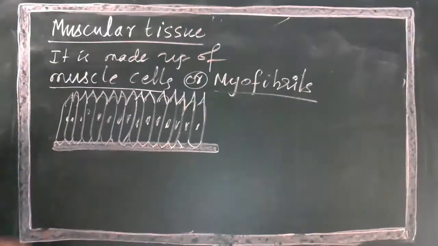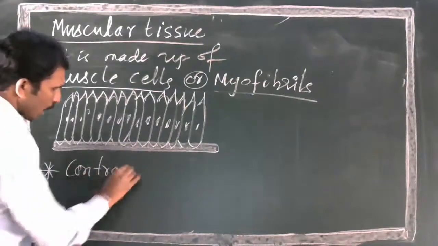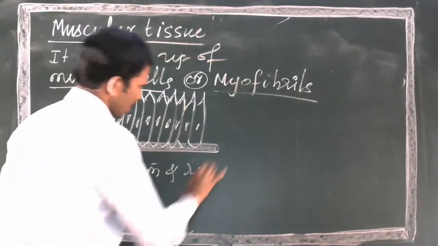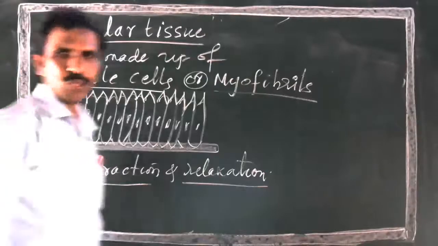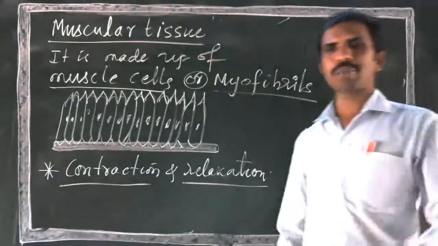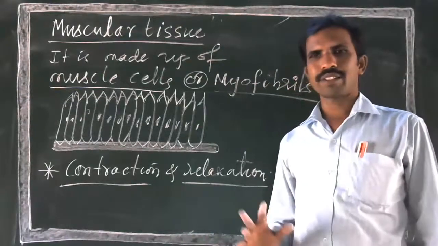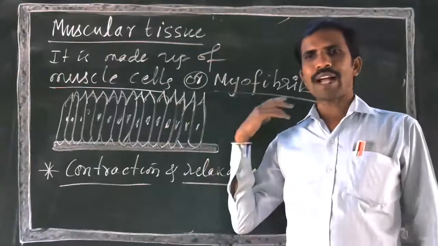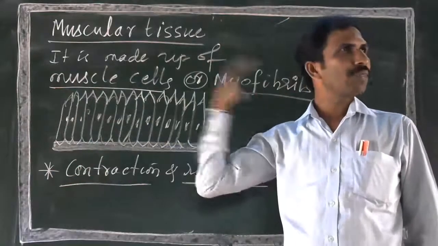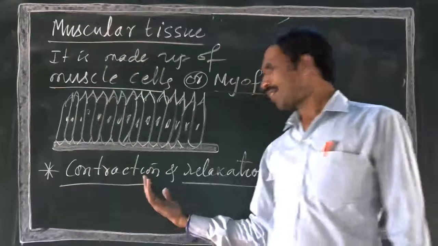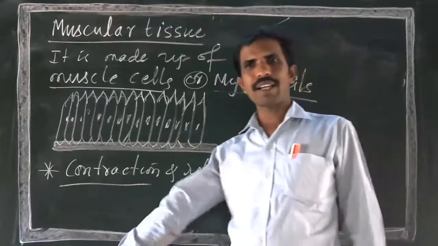This muscular tissue has a special property, that is contraction and relaxation. Which is that property? Contraction and relaxation. See here, stretching of our hand. I am stretching my hand, and I am bringing it back to the normal state. The stretching of the hand and bringing it to the normal state is carried out by the muscles only. Muscles contract and relax. When they contract and relax, the movement happens.